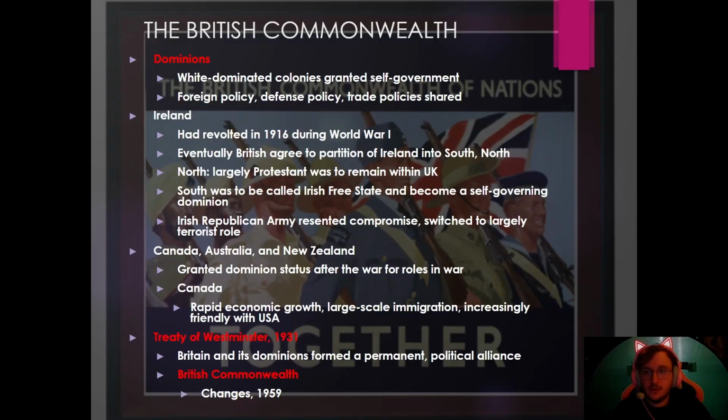Right, now let's talk about the British, right? We've talked about white dominions before. White-dominated colonies are granted self-government. Right, they really share their foreign policy, defense, and trade with Britain. So whatever Britain's doing, they're doing.